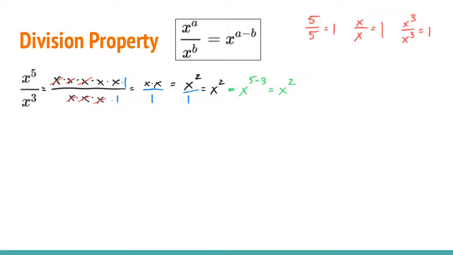So a couple other quick examples. It's not hard to imagine that we wouldn't want to actually write out 100 x's being multiplied and 33 x's being multiplied. That's why you have a need for properties to simplify those processes. And so this would be x to the 100 minus 33, which would just equal x to the 67th. And that would be your final answer. It would be over 1, but we wouldn't expect you to write that.